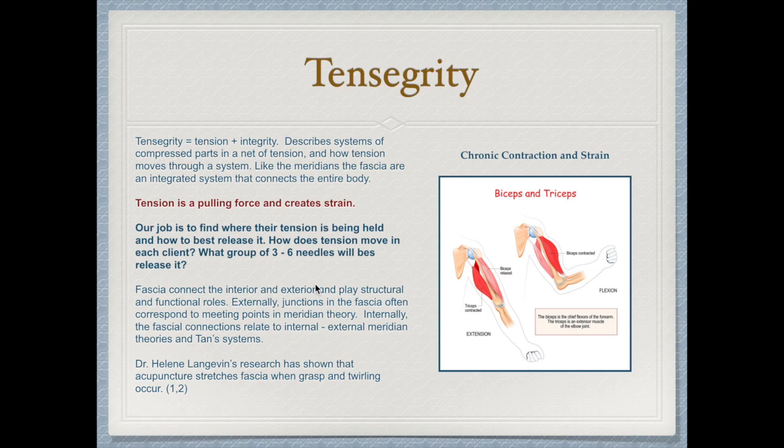If you haven't, I'm going to read through them again because they bring up really important things that relate to tensegrity. The next statement reads, fascia connect the interior and exterior and play structural and functional roles. Now, that's a very important thing to consider as you study this course, as you study tensegrity, is the role of structure and function, because they're interrelated. And we'll take a look at this as we start to understand the functional anatomy and the way that that ultimately relates to the structure.